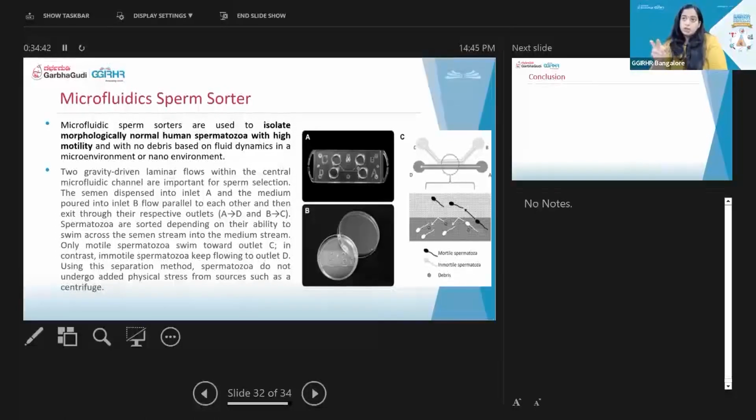So as you can see, you can add the sample at slot A. You will be adding media in slot B, and the motile ones swim up into slot C, and you will get the immotile ones in slot D.